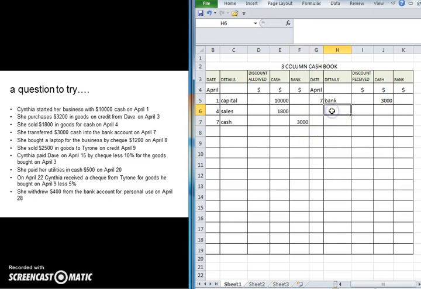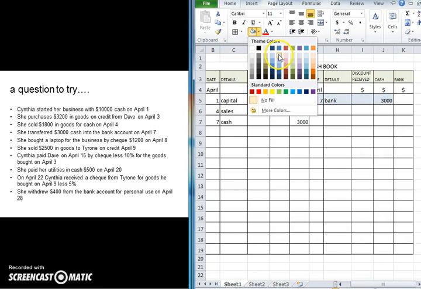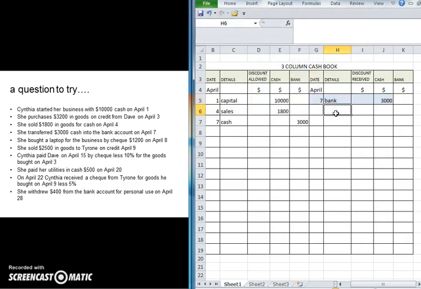Let's try that again. So she transferred $3,000 cash into the bank account. So that means that she's taking out this money here. Right? She's going to take out $3,000 from her cash. So I can highlight that for you. Right? She's going to take $3,000 from her cash and put it into the bank. So I'll come to the bank, put in the $3,000 and see where it came from. Right?